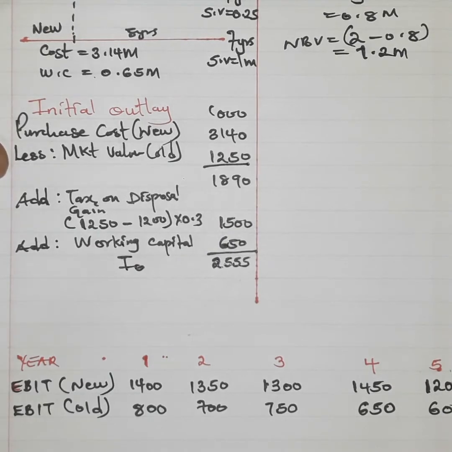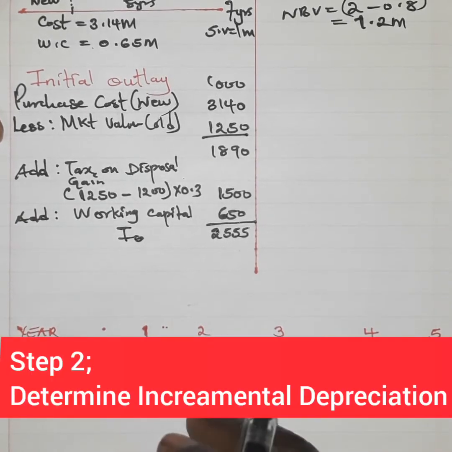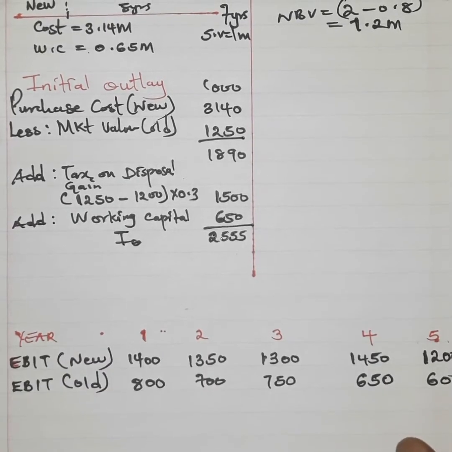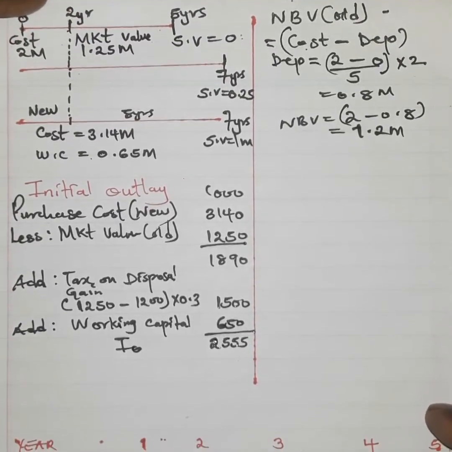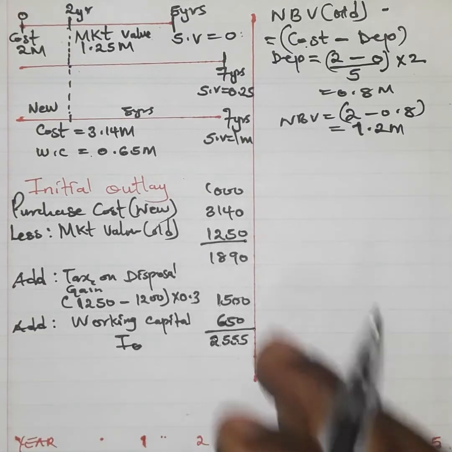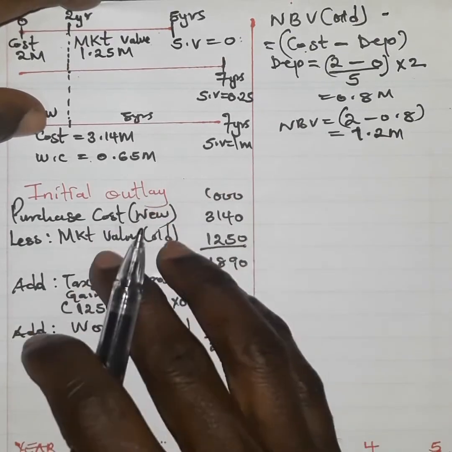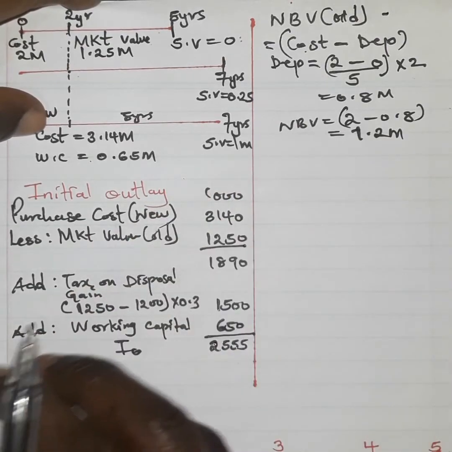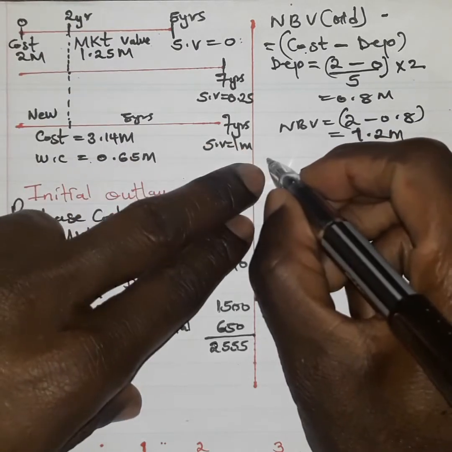Then from that one, remember that we have some element of something to do with incremental cash flow. Now, for us to get incremental cash flows, we're supposed to factor in what is known as the incremental depreciation, and then get the terminal values. So we are supposed to have something to do with incremental.